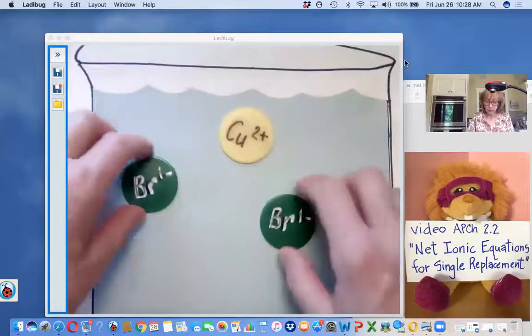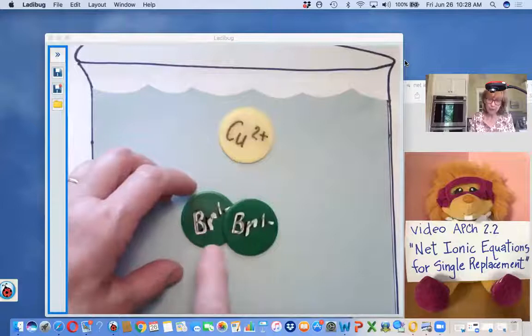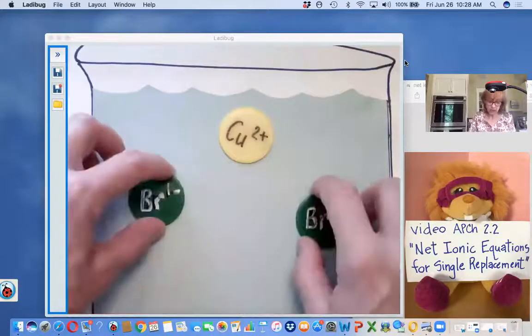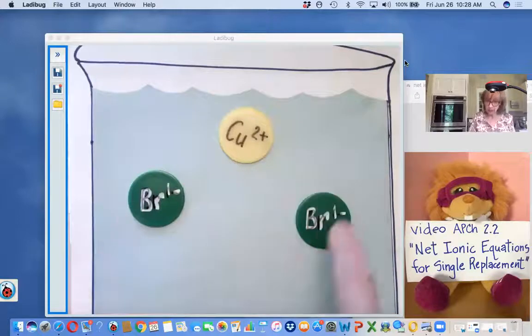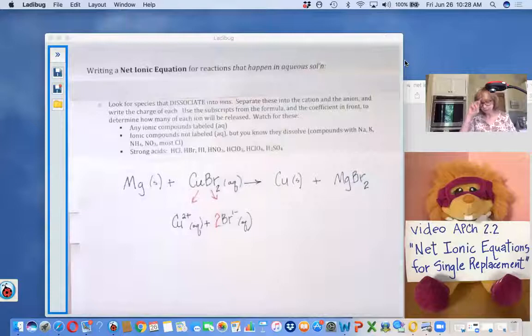Okay. These bromides are not hooked to each other. If they were, you would write Br2 with a 2 subscript. But in solution, they are two separated individual anions.